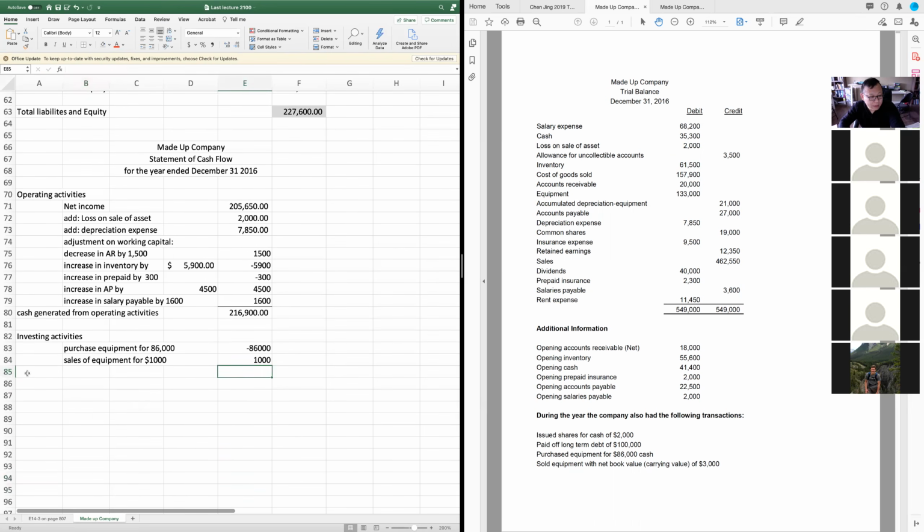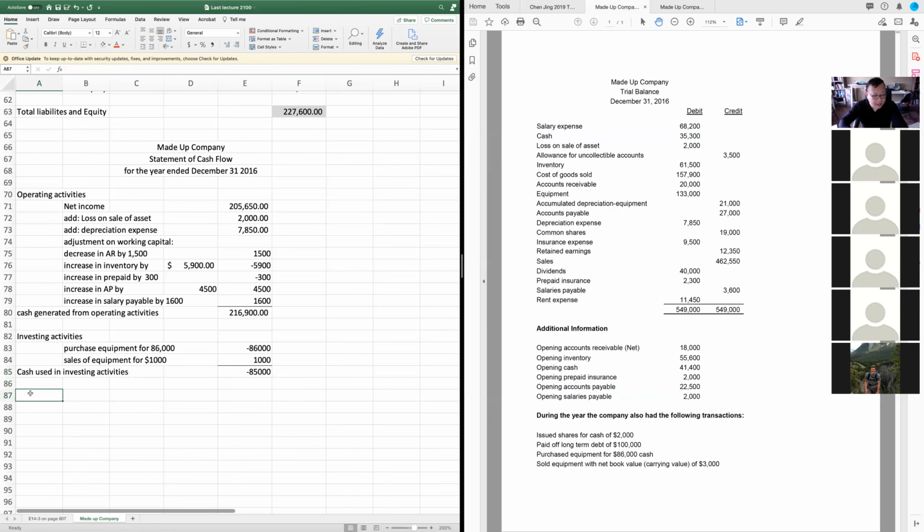Okay, so here I have this plus this. So the cash used in the investing activity, that's the 85,000.